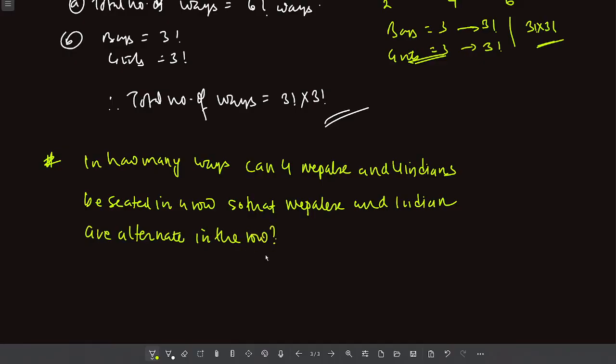In how many ways can 4 Nepalese and 4 Indians be seated in a row so that Nepalese and Indians are alternate in the row? Okay, get to the answer here. How much will you get?